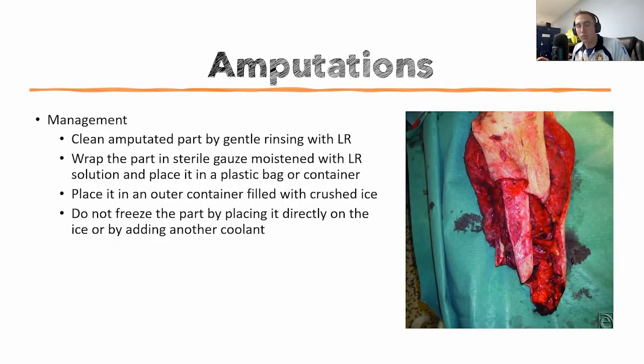Well, we wrap the amputated part in sterile gauze, moisten it with saline, and we put it in a plastic bag or container. We want something cool in there to keep the amputated part cool, but we don't want it to directly touch that ice or whatever cooling medium we're using, because we don't want it to freeze. So just make sure it doesn't touch that.